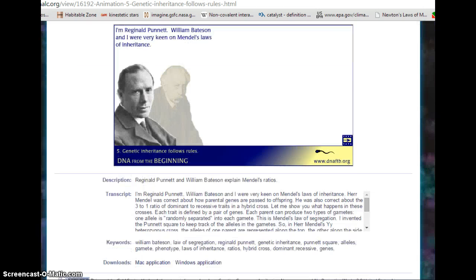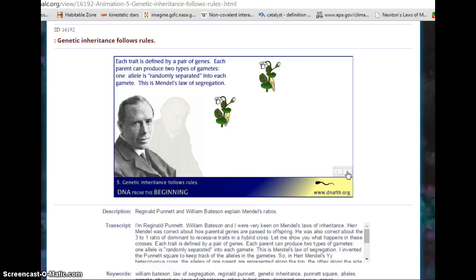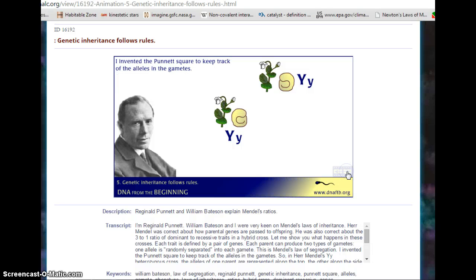So here's another one showing that. And this is Reginald Punnett. William Bateson and I were very keen on Mendel's laws of inheritance. Herr Mendel was correct about how parental genes are passed on to offspring. He was also correct about the 3-to-1 ratio of dominant to recessive traits in a hybrid cross. Let's show you what happens in these crosses. Each trait is defined by a pair of genes. Each parent can produce 2 types of gametes. One allele is randomly separated into each gamete. This is Mendel's law of segregation.